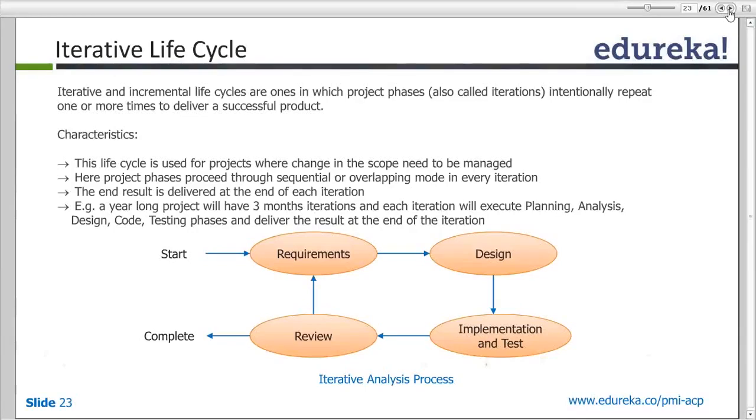Iterative is something we have been talking about. We would be working on small chunks, and we will be doing everything: requirement, design, implementation, testing, and review every time we are doing a development, every time we are working on some feature. And the end product here is always delivered at the end of each iteration.